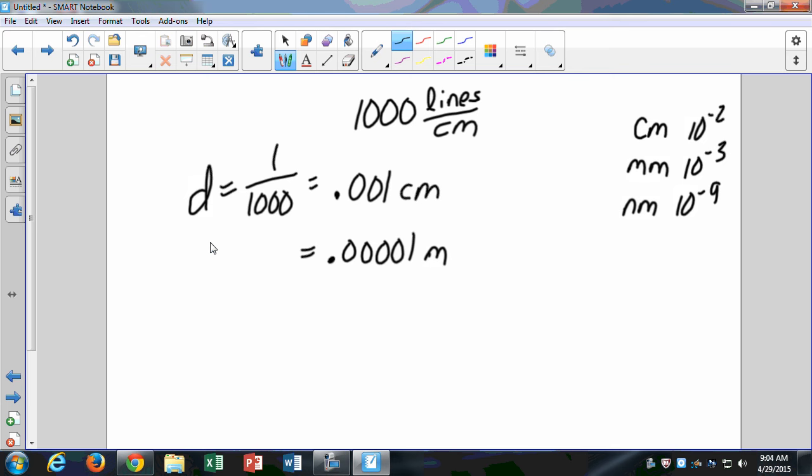Otherwise, the diffraction grating is exactly the same. And then the very last topic was the diffraction grating. Yes, I'm sorry.